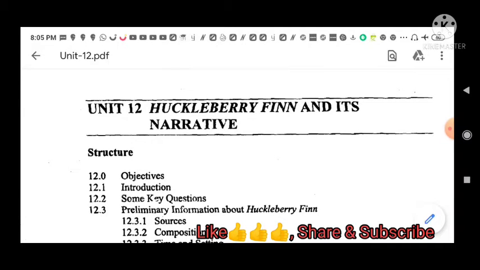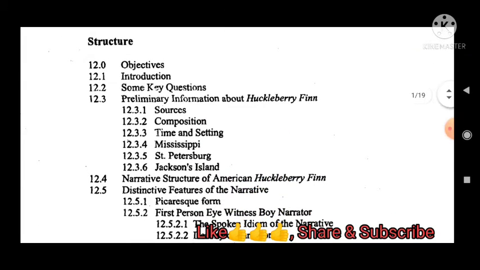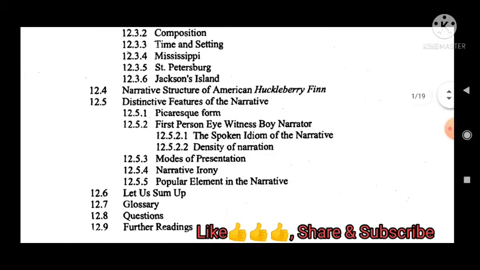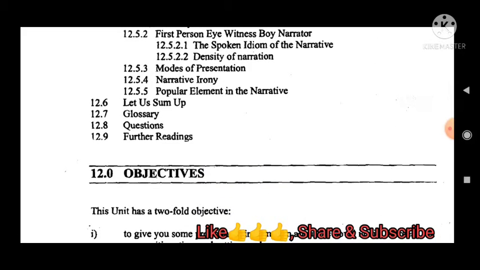So we shall start. Here is the structure: objectives, introduction, some key questions, preliminary information about Huckleberry Finn, sources, composition, time and setting, Mississippi, St. Petersburg, Jackson's Island, narrative structure of Huckleberry Finn, distinctive features of the narrative, picturesque form, first person eyewitness voice narrator, the spoken idiom of the narrative, density of narration, modes of presentation, narrative irony, popular element in the narrative, later a glossary, questions and further readings.